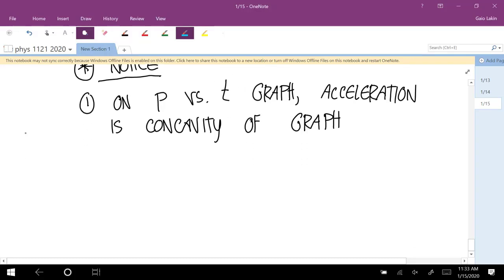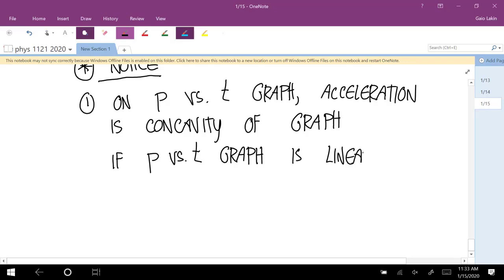So if the P versus T graph is linear at a chosen instant, then the acceleration is equal to 0 there. That's an inflection point if you have a graph that's curving.